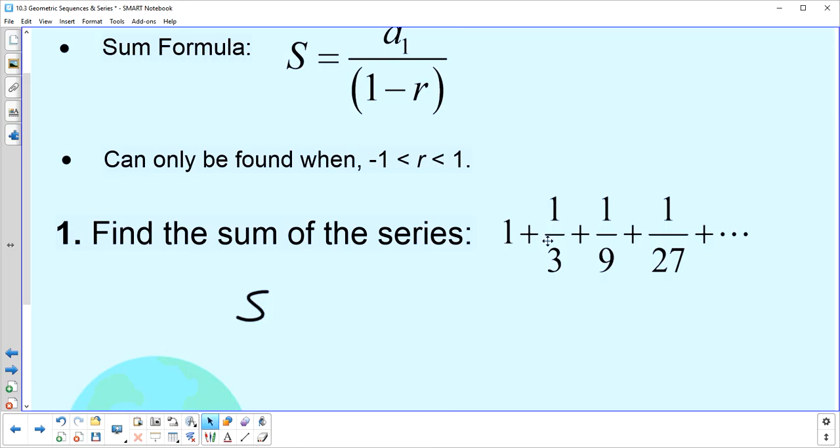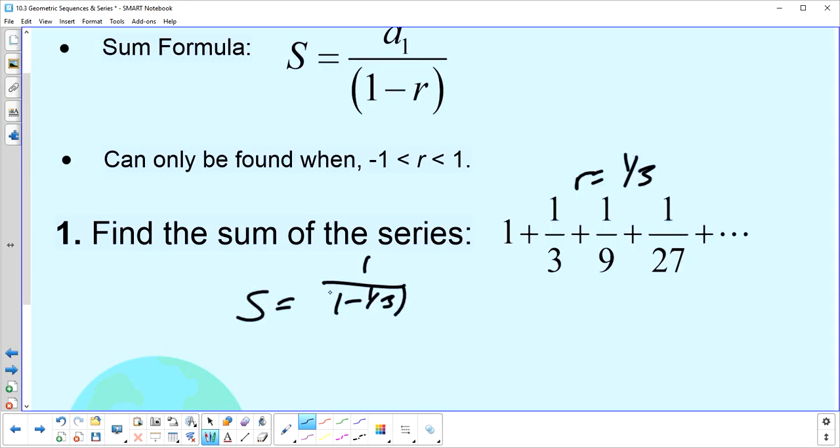So the sum of this series, you'll see that r is 1/3, because we're multiplying each one of these by 1/3. So we're just going to say our first term 1 over 1 minus 1/3. And if we added all those up, all infinite of those, we would always come to 1.5 units.